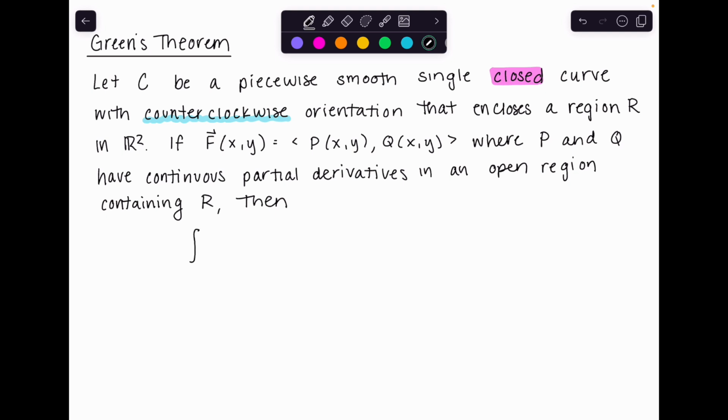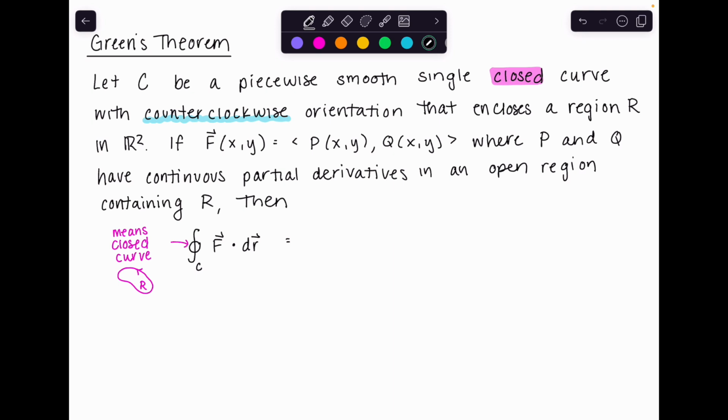If I want to evaluate the line integral over this curve C of this vector field dot dr, to indicate that this is a closed curve, we put a circle on the integral. So this means the curve is closed. To give you a visual of what that looks like, your curve forms a nice region and it has that counterclockwise orientation. So this is the region that it encloses in the XY plane.